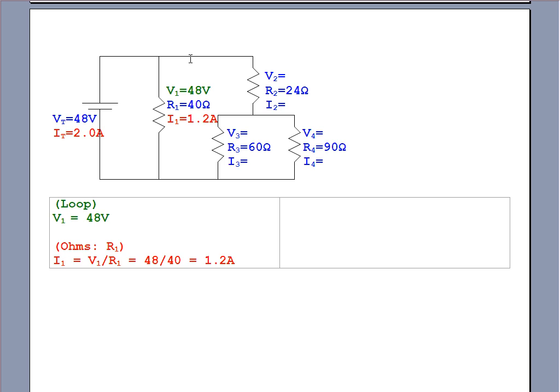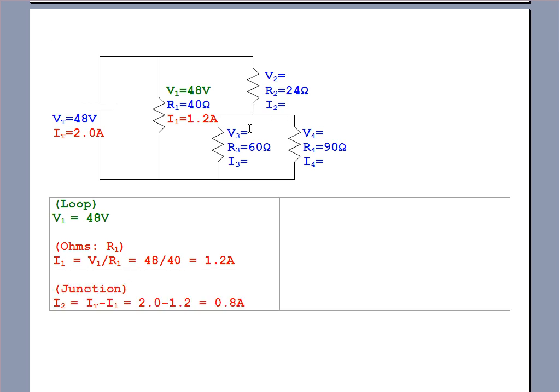Okay, great. Now what you have to pick up on is this junction up here where you've got 2 amps going in and 1.2 amps went straight down through number 1. That means the rest, 0.8, has to continue down this wire, and it will continue right on through resistor 2 until it gets to that junction. So I can say, hey, that current in resistor 2 has to be 0.8 amps, 800 milliamps if you wish.